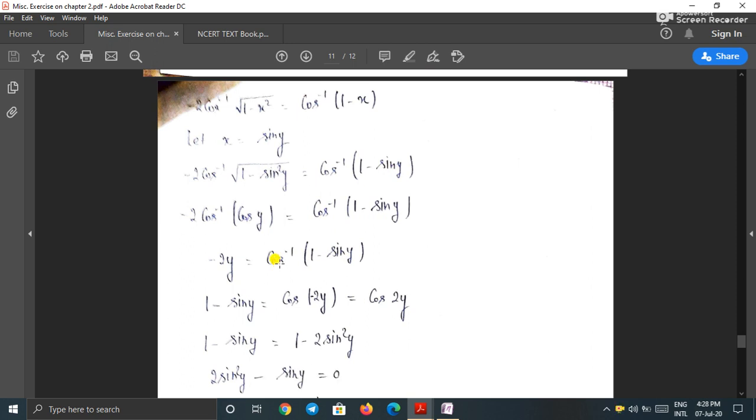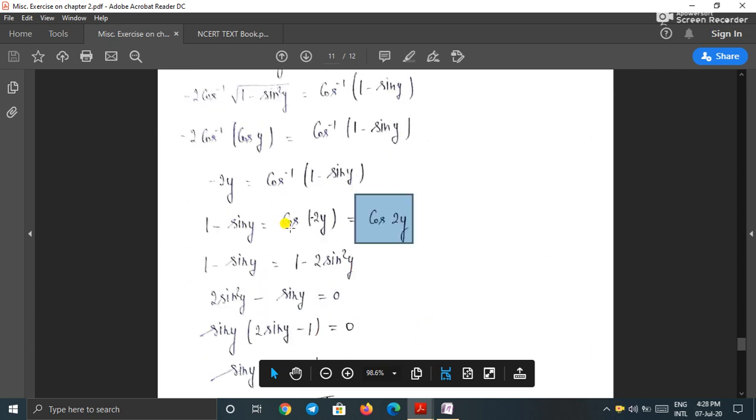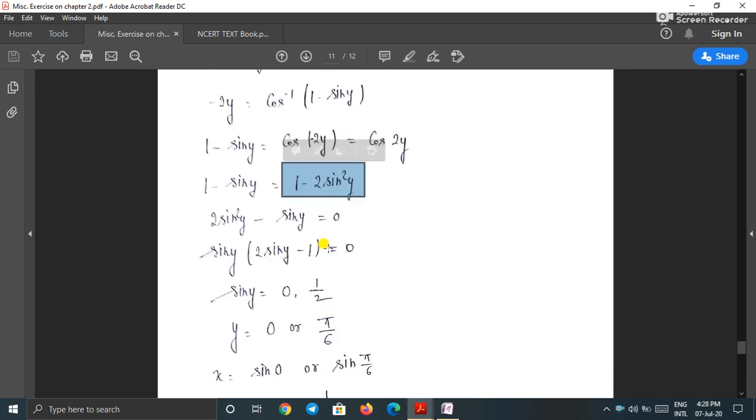Now beta, when you have cos inverse, means cos of minus 2y will be equal to what? Using the property of inverse function, if f inverse y is equal to x, then f x is equal to y. So cos of minus 2y is equal to 1 minus sine y. But we already know that cos of minus theta is equal to cos theta, right? So now use the formula of cos 2 theta, 1 minus 2 sin square theta, right? So 1 is cancelled out by 1, you will get 2 sin square y minus sin y is equal to 0. Take sin y common out, sin y times (2 sin y minus 1) is equal to 0.